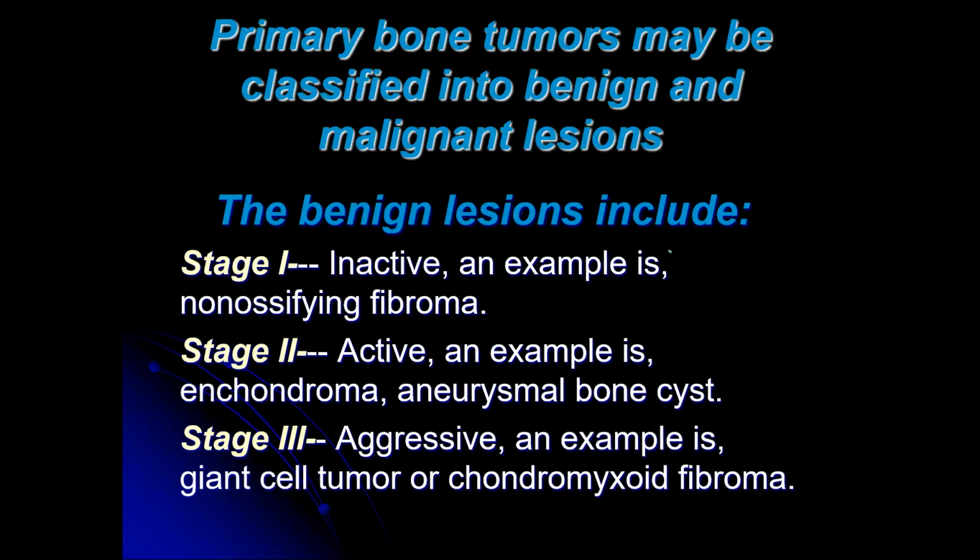The benign lesions, we classify them into 3 stages. Stage 1 is inactive. We call it latent. An example of this is non-ossifying fibroma. Stage 2 is active. An example would be an enchondroma and aneurysmal bone cyst. Stage 3 is aggressive. An example is giant cell tumor and chondromyxoid fibroma.